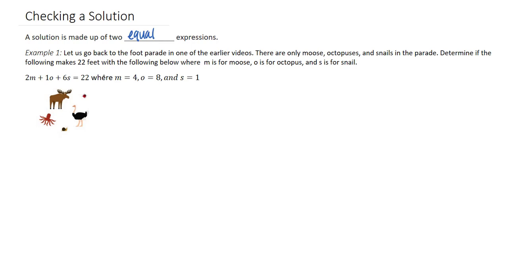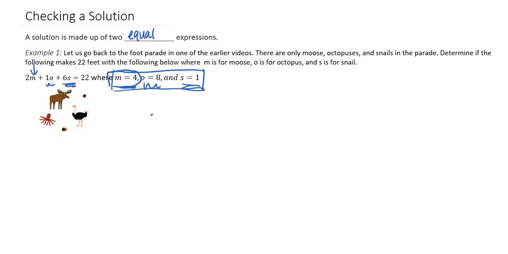So what we're going to do is substitute in these numbers, because that's how many legs, or feet, they have. And we're going to determine if that's equal to 22 when we plug it all in and solve. So if M is equal to 4, notice we have an M here, O is right here, and then we have an S for snail, which would go right there. So we're going to substitute all those in.